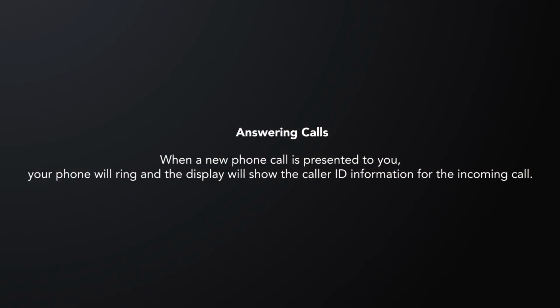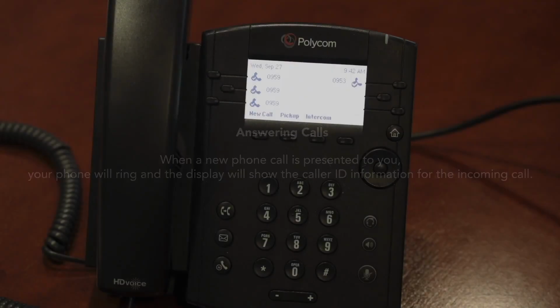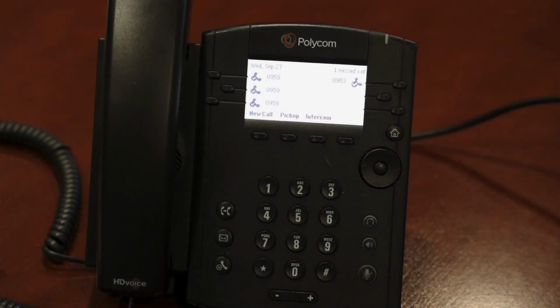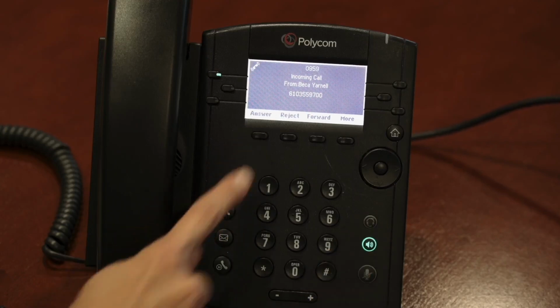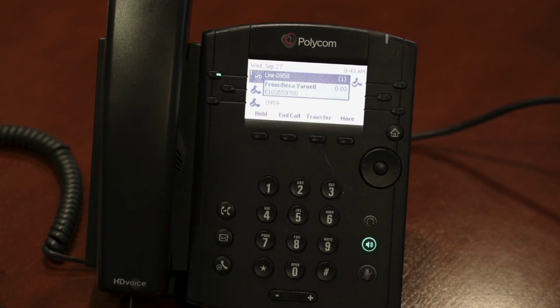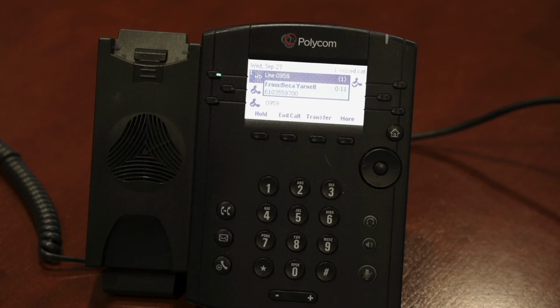Answering calls. When a new phone call is presented to you, your phone will ring and the display will show the caller ID information of the incoming call. To answer the incoming call, you may do one of the following. Pick up the handset, press the speaker button, press the headset button, or press the answer key on the phone display. When the call is answered, the screen will switch to show the active call screen automatically.